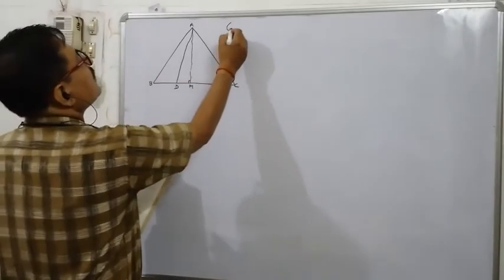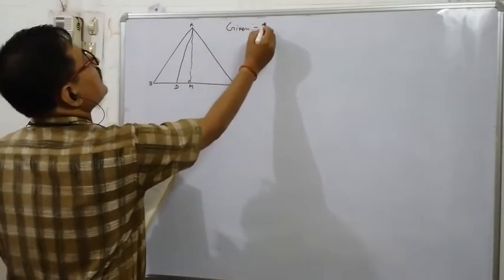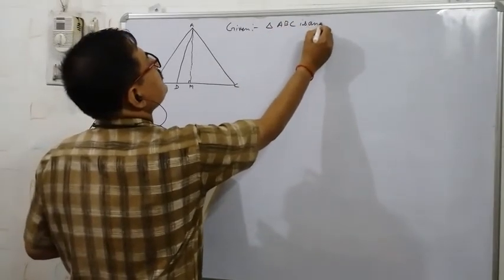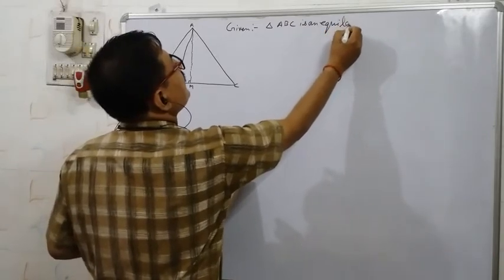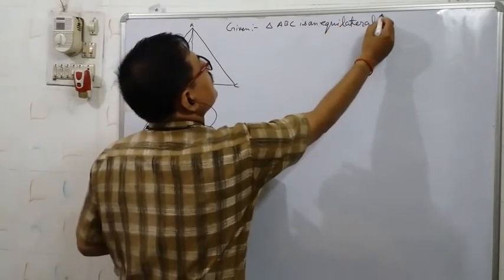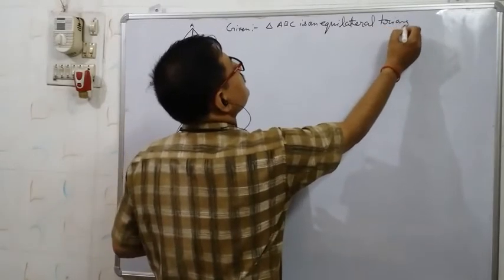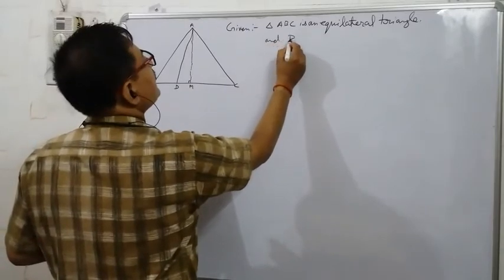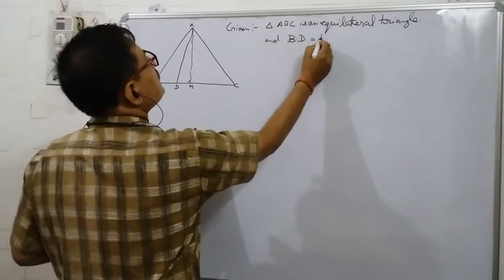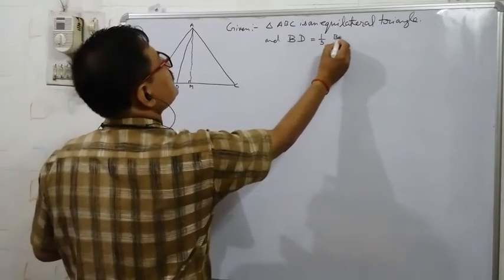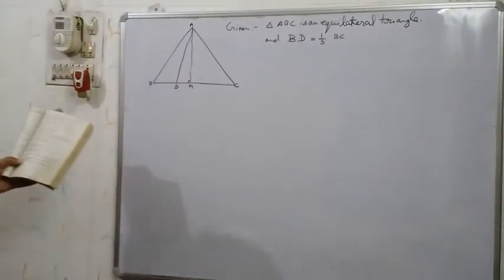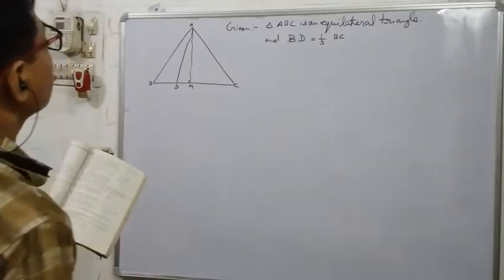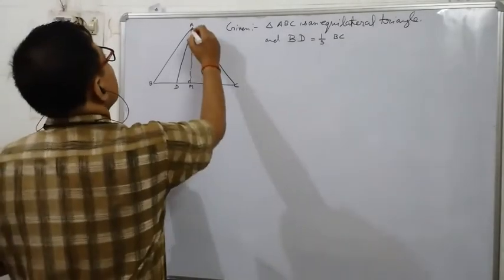So first write down the given: triangle ABC is an equilateral triangle, and BD equals 1 by 3 BC. This information is given. D is the point on the BC, like that BD equals 1 by 3 BC. Okay.